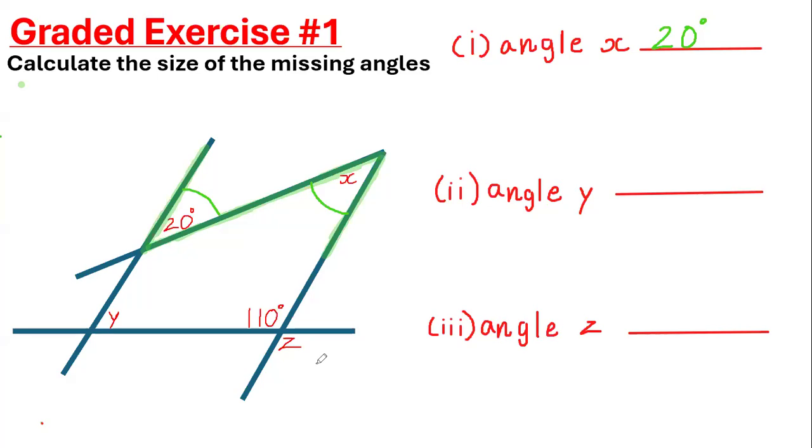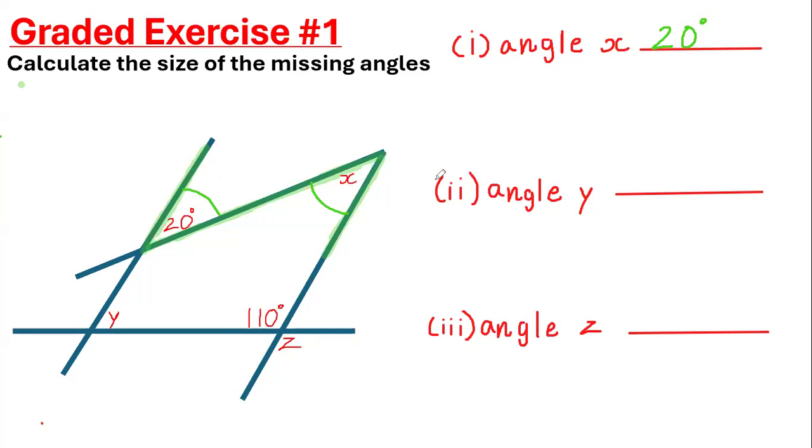So let's do X, right? X is what? Did we get X because the alternate angles are equal or no? Yes, alternate angles are equal, and they form a Z shape. Very good. All right.